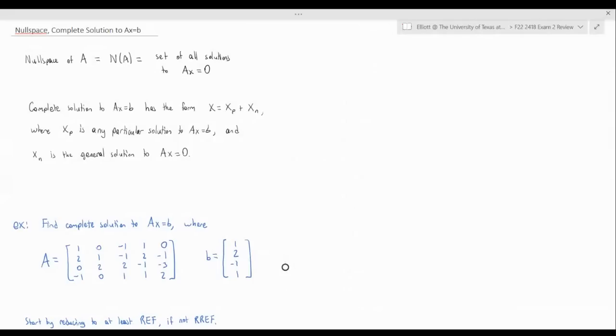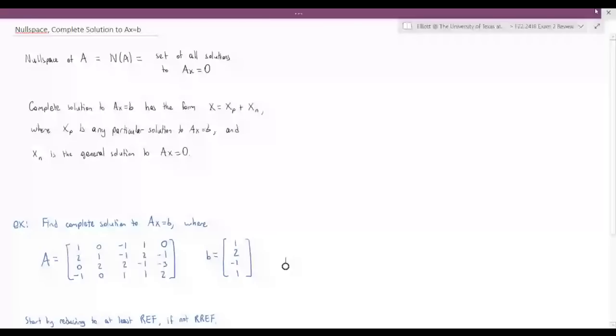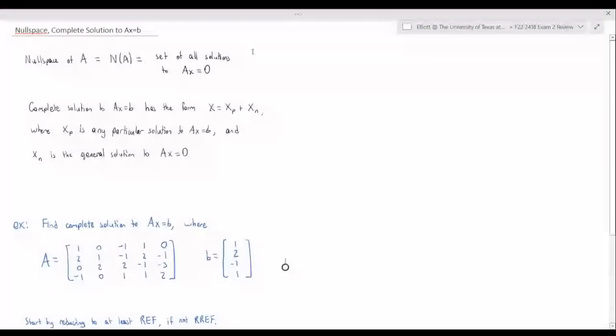So talking about null space a little bit, remember that the null space of a matrix is the set of solutions to the equation Ax equals 0. And then I thought I would talk about the complete solution to Ax equals b as well while I'm at this.